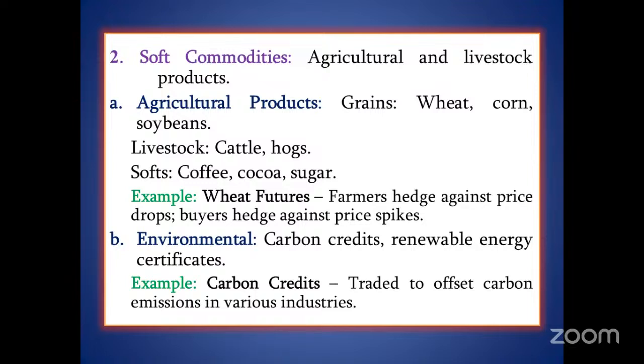And environmental commodities include carbon credits, renewable energy, and certifications. These are the major points. So, carbon credits.